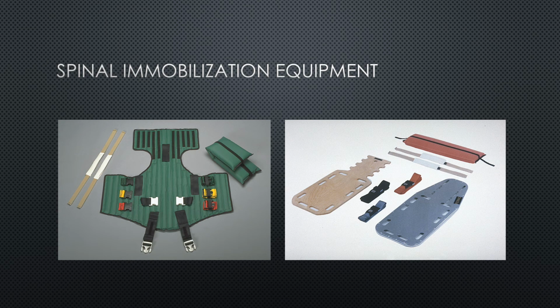In summary, the image on your left is the new way to immobilize somebody with a half backboard. The image on your right is the old school way of immobilizing somebody on a half backboard. Both of these are acceptable techniques to be used for a seated patient.